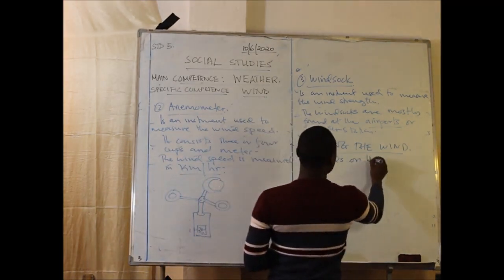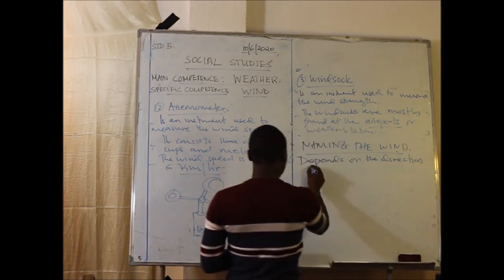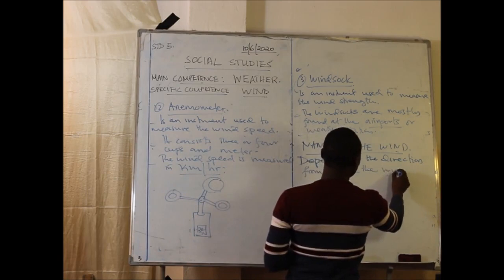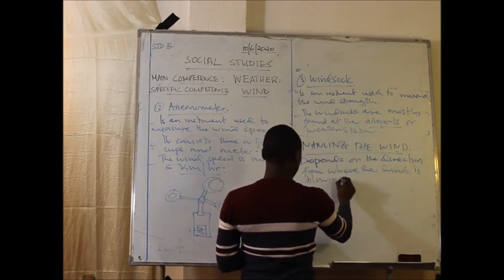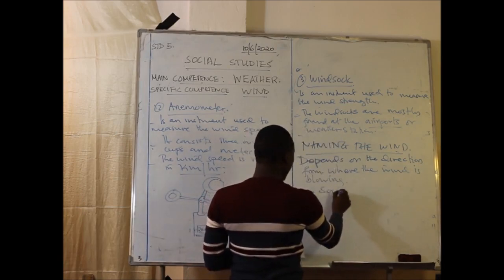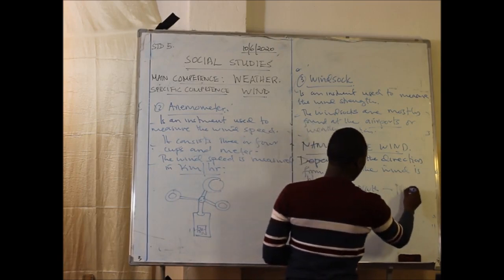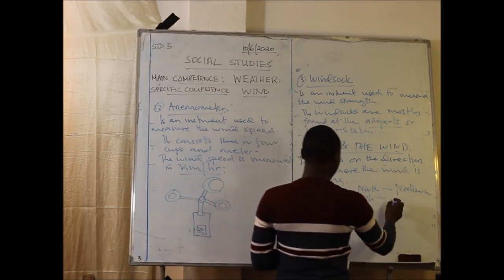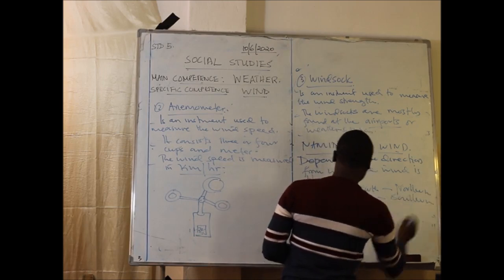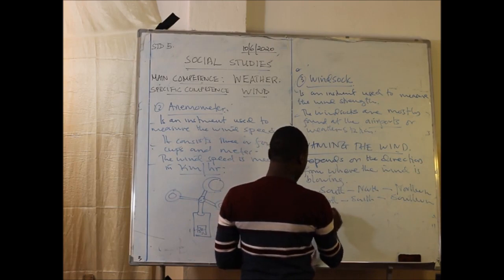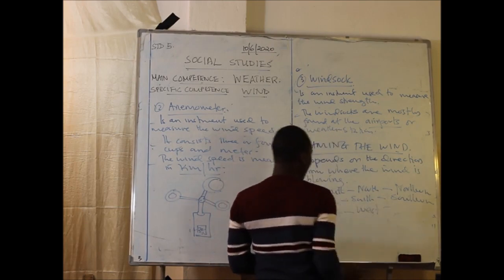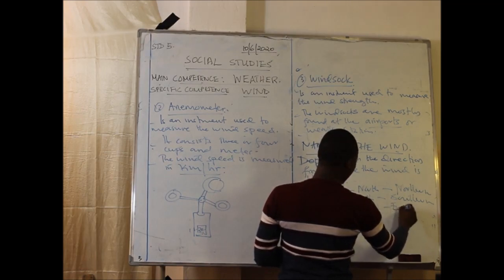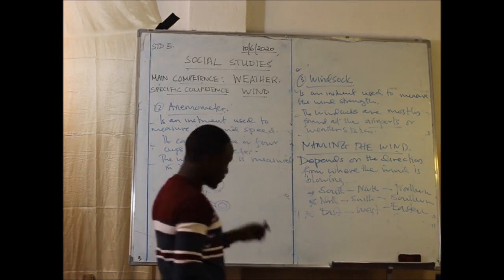So naming winds depends on the direction from where the wind is blowing. As I said, for example, south to north, this wind is known as southerly wind. And then north to south, this wind is known as northern wind. And then we have east to west, this wind is called eastern wind, and vice versa. So that is how you can name wind.